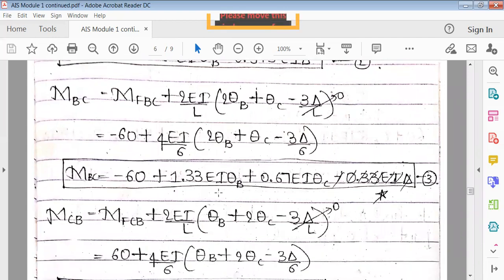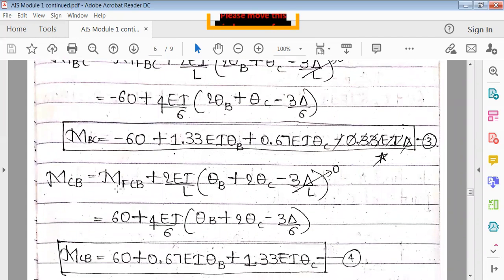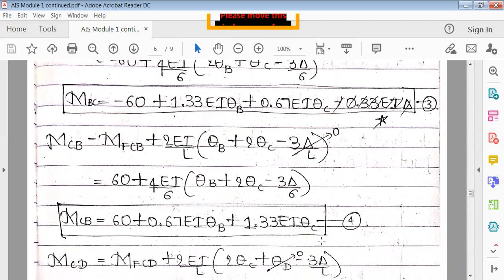All right. So now substitute all the values and this would be equation number 3. Next, MCB would be same again, MFCB plus 2EI by L, theta B plus 2 times theta C minus 3 delta by L. Substitute, this becomes equation number 4.